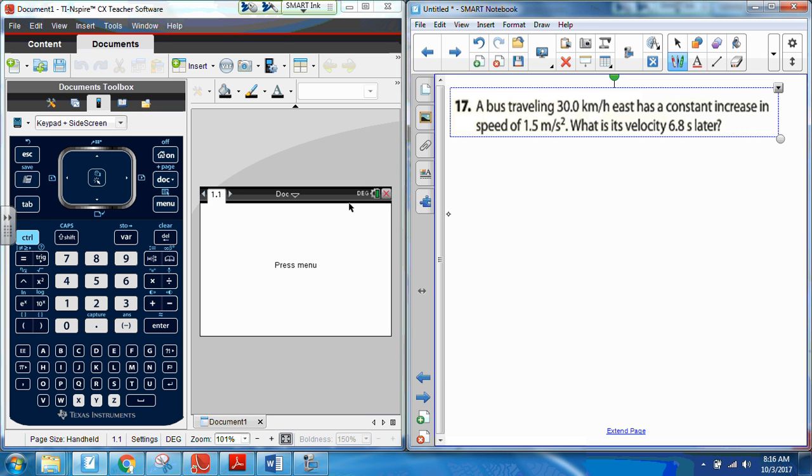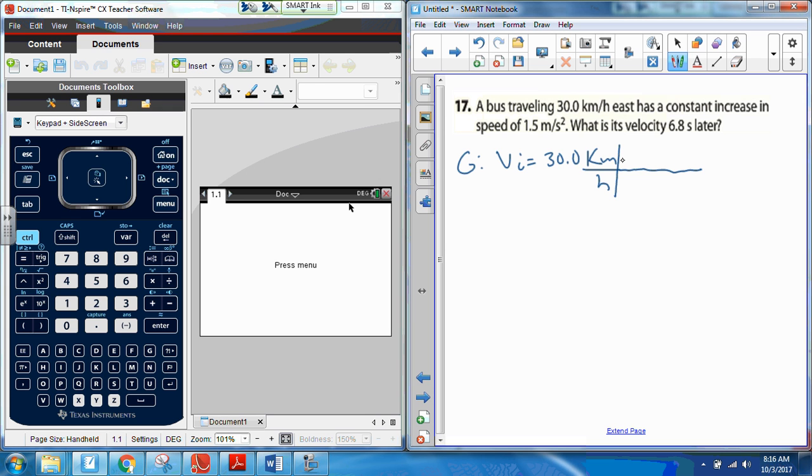Velocity, is it the initial velocity or the final velocity? Okay, so given my V initial is 30.0 kilometers per hour. East means that this is going to be positive. As you can see, I have kilometers per hour, I have meters per second, and I have seconds, which means I need to convert my kilometers per hour.